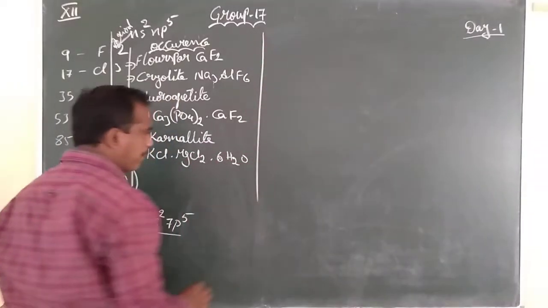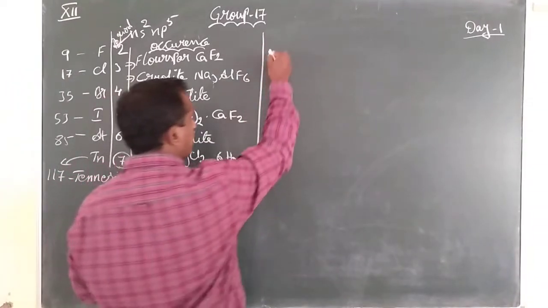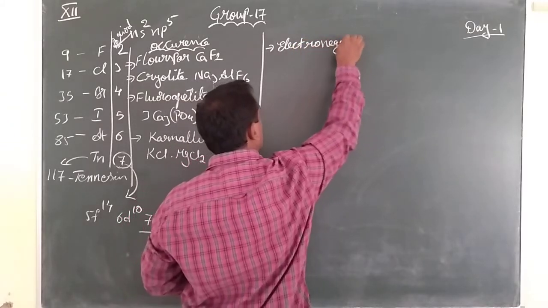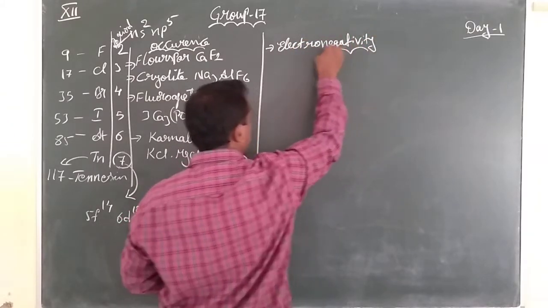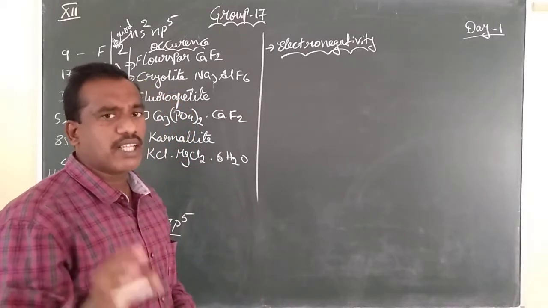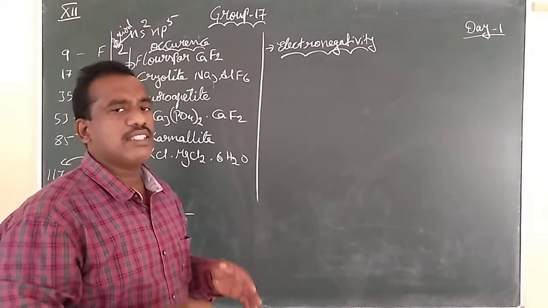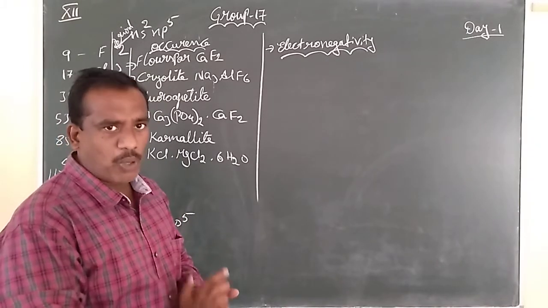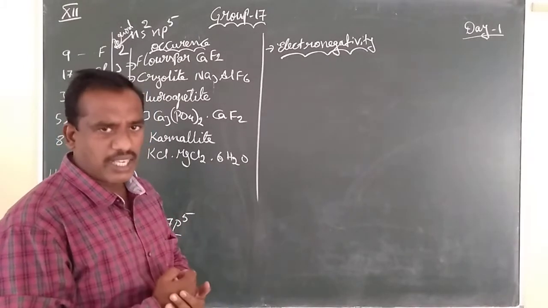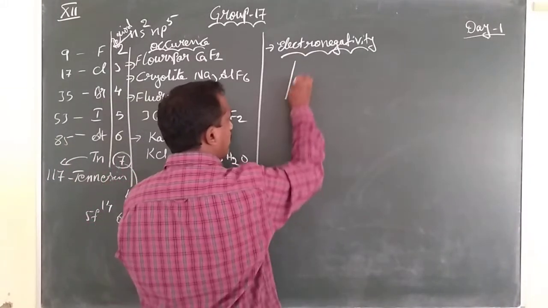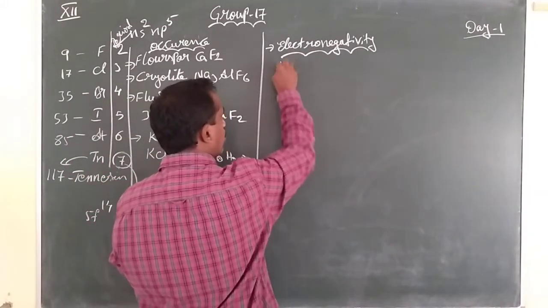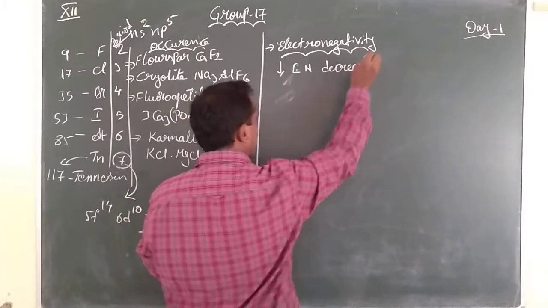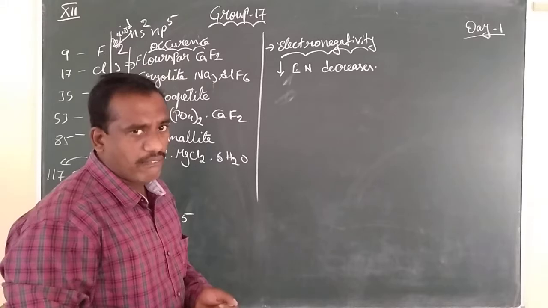Coming to the remaining properties, what is the next property we can give? Electronegativity. In general, all these elements are highly electronegative, as they need one electron to complete their octet electronic configuration. The entire group will have similar properties due to this single gaining of an electron. Down the group, electronegativity decreases. The element with the highest electronegativity is fluorine.